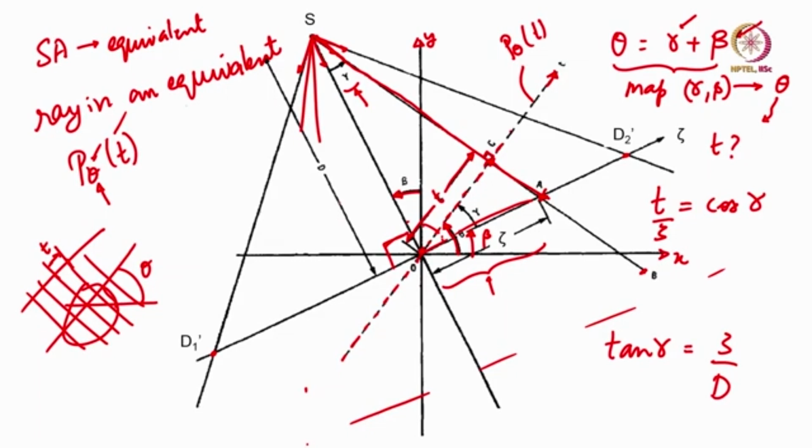So, if you know r beta of zeta, then you can first get gamma of course using zeta by d. D is a fixed value because it depends only on the distance between the source and the detector. So, you can now calculate gamma. Once you know gamma, you add gamma and beta, you will get theta. Okay. For a given zeta value, you do t by zeta is equal to cos gamma, you get gamma, you add it to beta, you get theta.